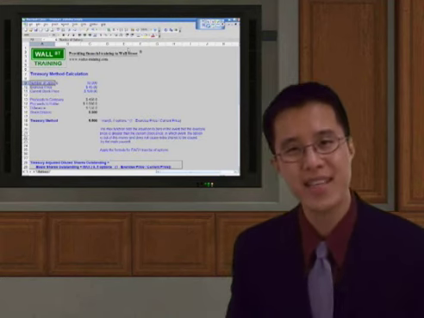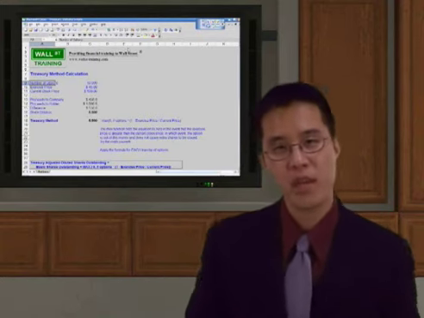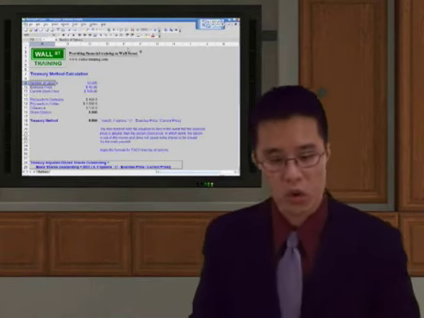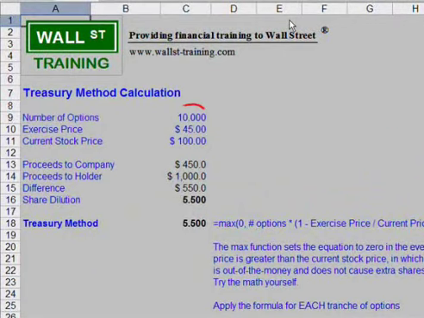So for instance, let's say the management team is provided with a certain number of options from the company. Let's assume now in this sample calculation that they are given 10 options. The exercise price for these options is $45, which means that the management team has the right, but not the obligation, to buy 10 shares at $45 a share. The current market price of this stock is $100.